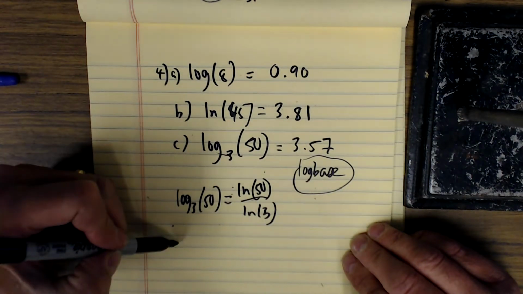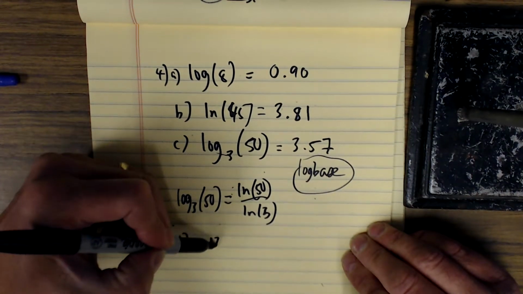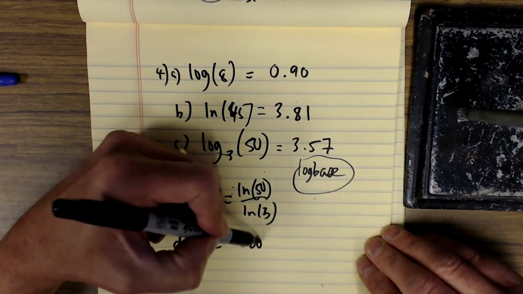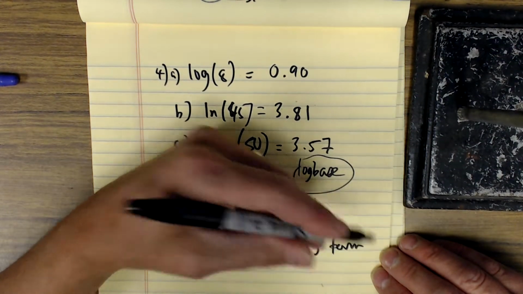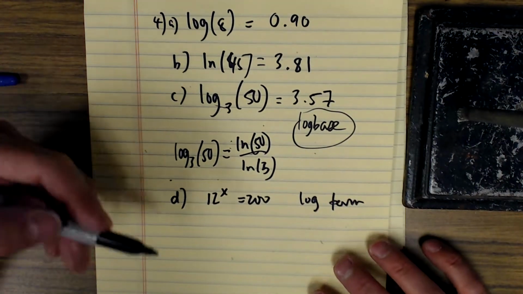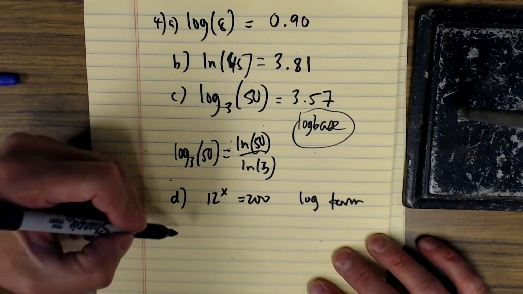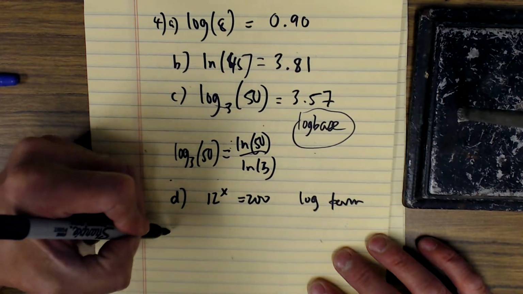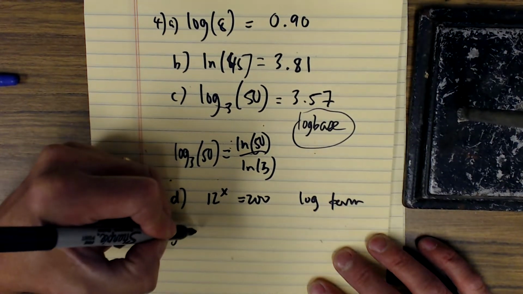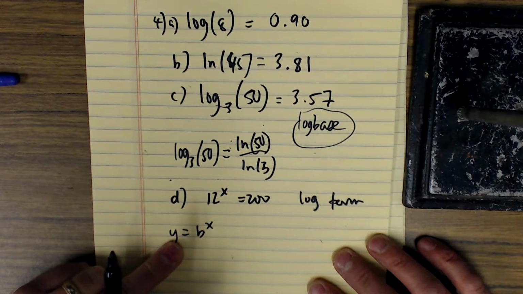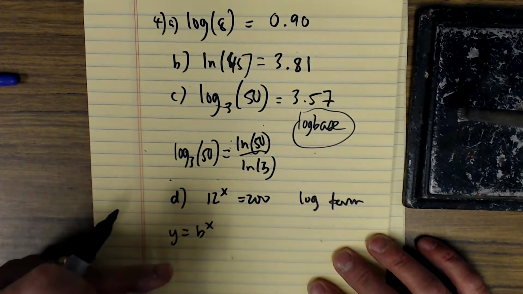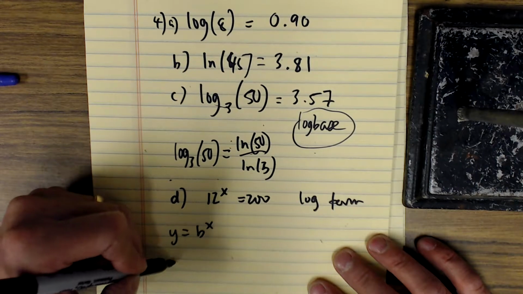All right, so now we'll move on to part D. We want to convert 12 to the x equals 200 into log form. Okay, so before we do this, let's talk a little bit about this. All right, so first of all, y equals b to the x is an exponential function. So if we want to find the inverse of it, we simply switch the x and y's.